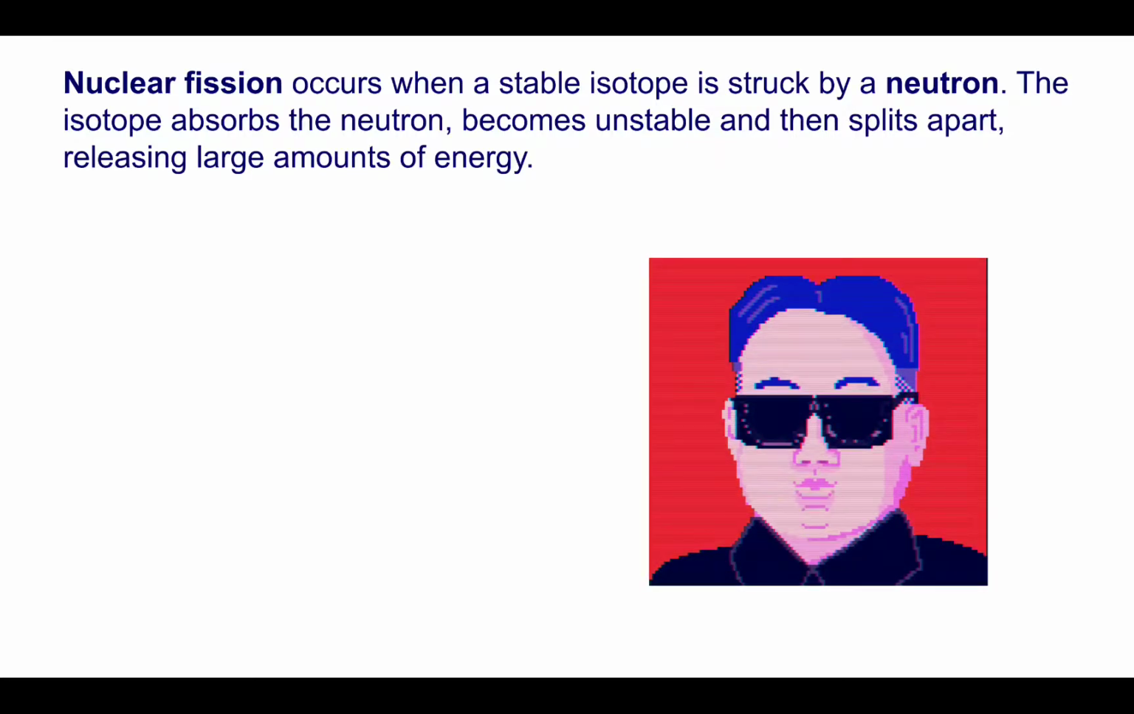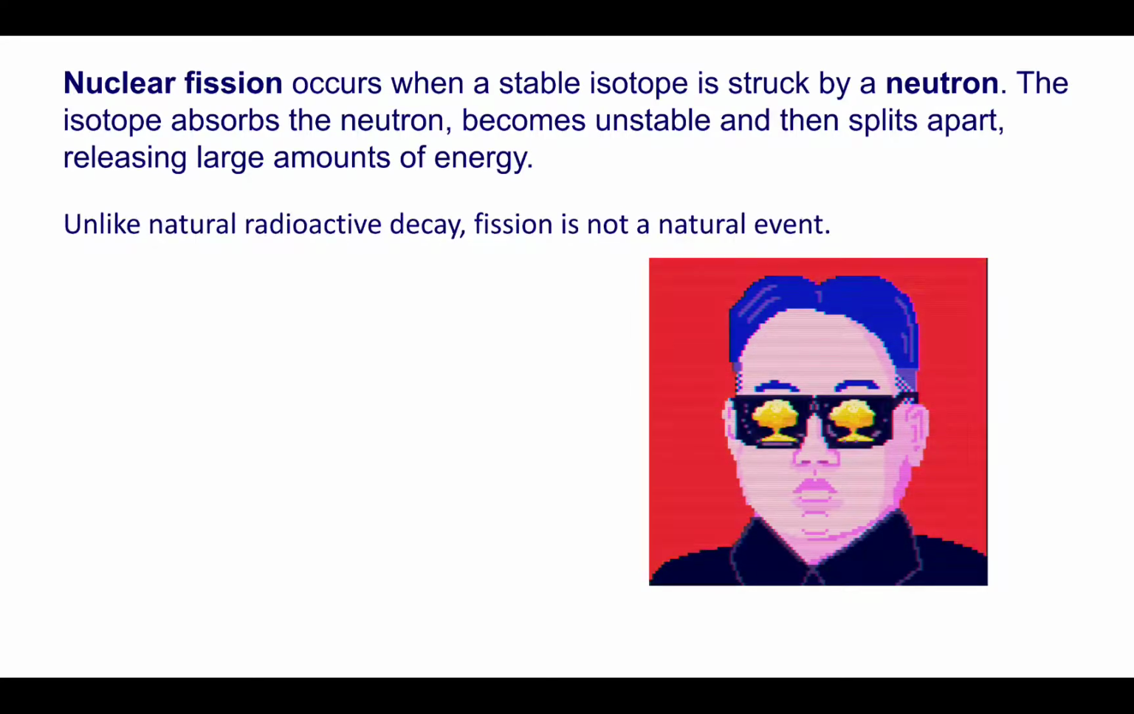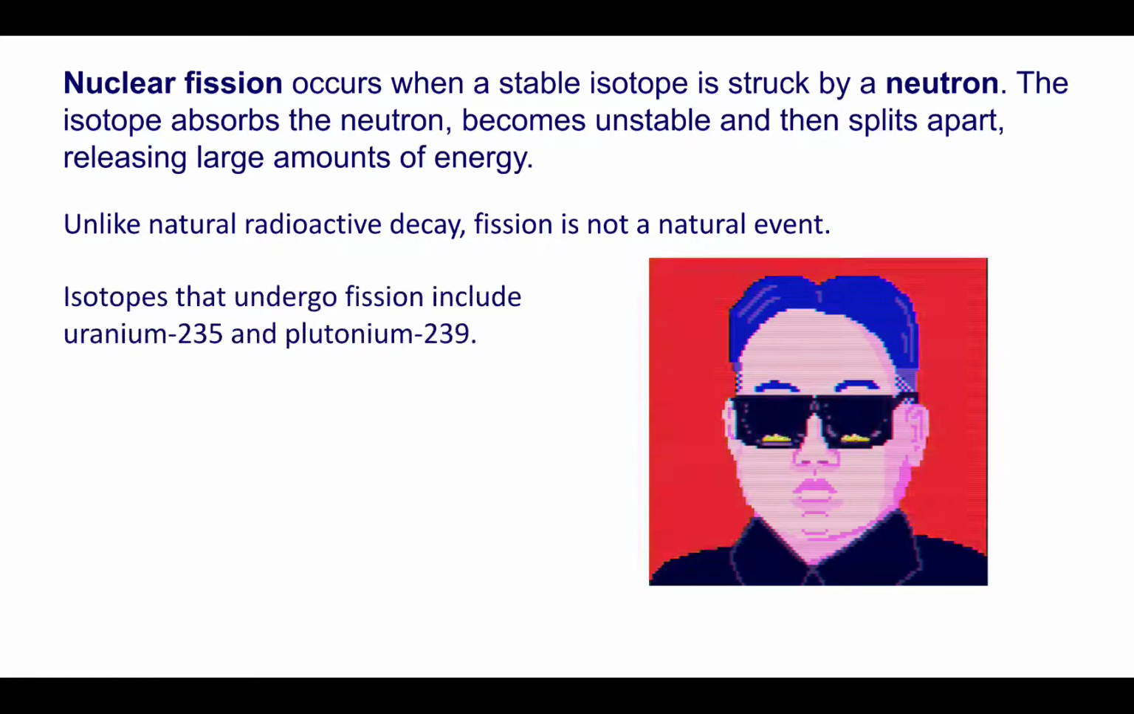So nuclear fission occurs when a stable isotope is struck by a neutron. The isotope absorbs the neutron, becomes unstable, splits apart, and in that process it will release large amounts of energy. Unlike natural radioactive decay, fission is not a natural event. Two isotopes that undergo fission, and you need to remember these, include uranium-235 and plutonium-239.